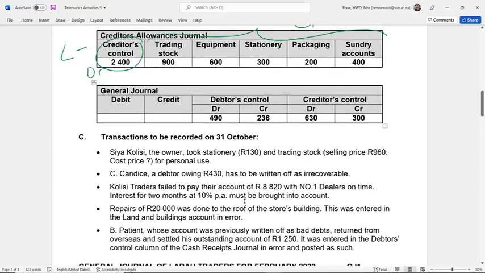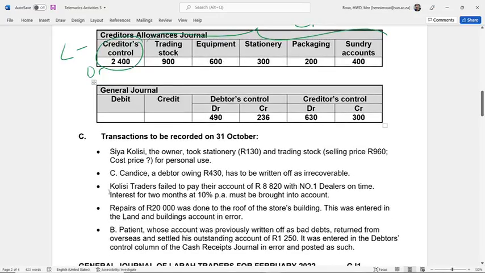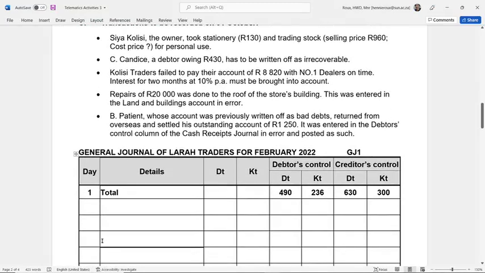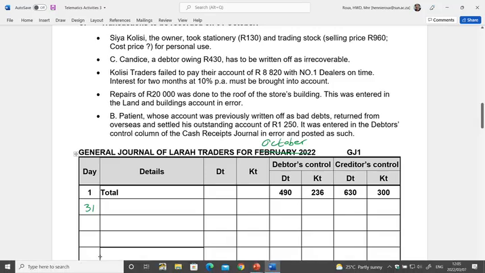We first need to do the general journal. So these 5 transactions are to be entered in the general journal. The first one: Sia Kulisi, who is the owner, took stationery and trading stock for personal use. This was on the 31st of October. This is October, not February. Just change that in your answer book.